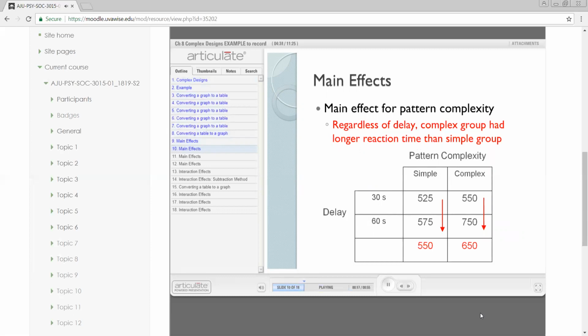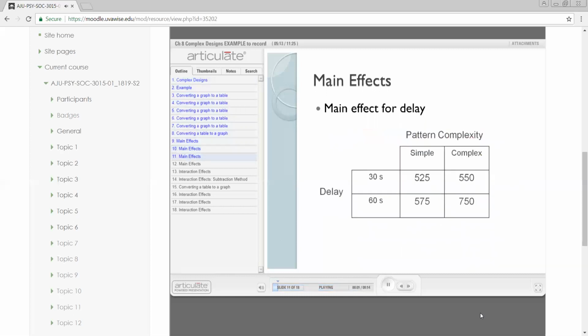It looks like there's a pretty substantial difference, suggesting that there is a main effect. And when I look at the differences between the two numbers, it looks like the complex pattern group has a slower reaction time than the simple pattern group. I just want to point out here that what I did when I described what was happening is I brought back in our dependent variable. It's really important when I ask you to interpret something that you go back and think about what this means in terms of the specific independent or dependent variables that are studied. So in this case, our dependent variable is reaction time. So what I can say is regardless of delay, the complex group had a longer reaction time than the simple group. But we've got two independent variables, which means that we have two main effects.